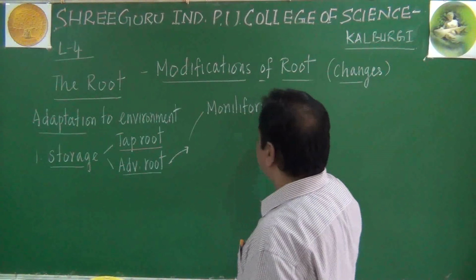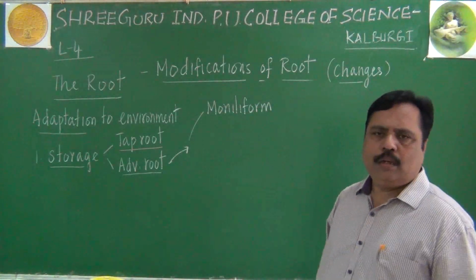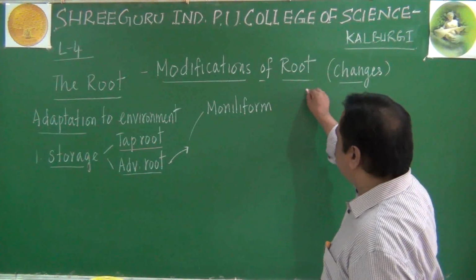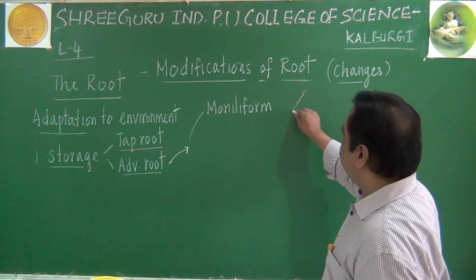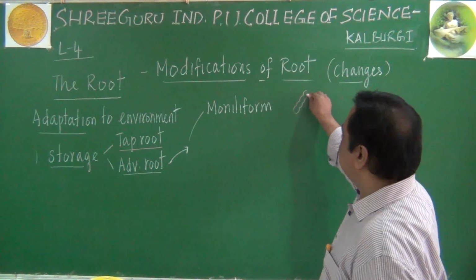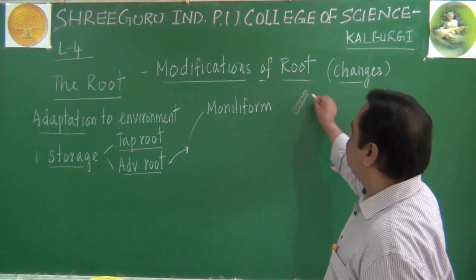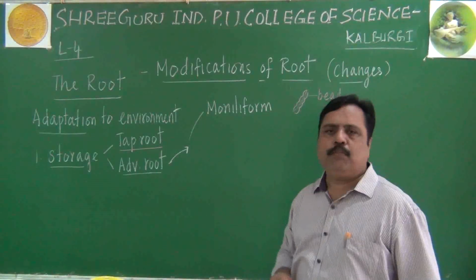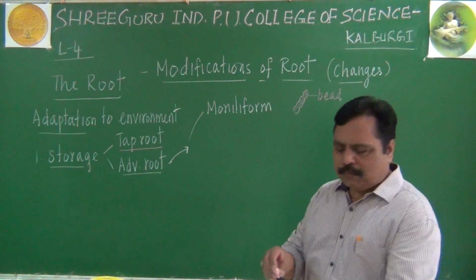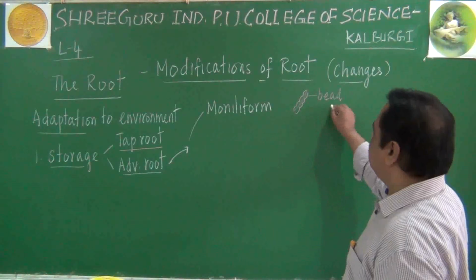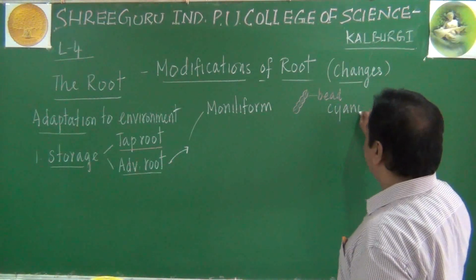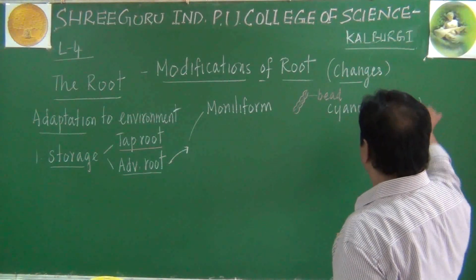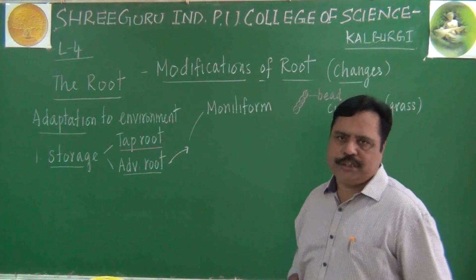Depending upon their shape, they can be differentiated as moniliform root, we can say. Moniliform roots will have some sac-like structures where food can be stored. Bead-like structure. That bead-like structure is called moniliform. Some types of grasses like Cynodon. Cynodon grass is a type of grass where we can come across moniliform food storage.